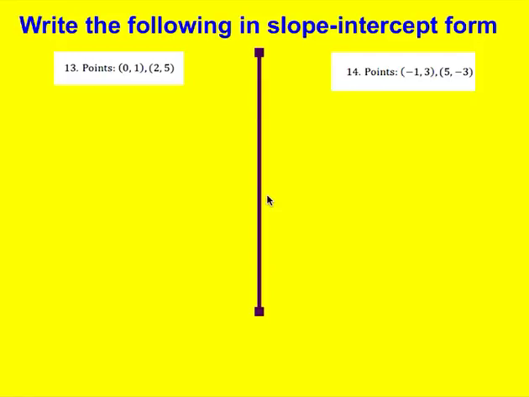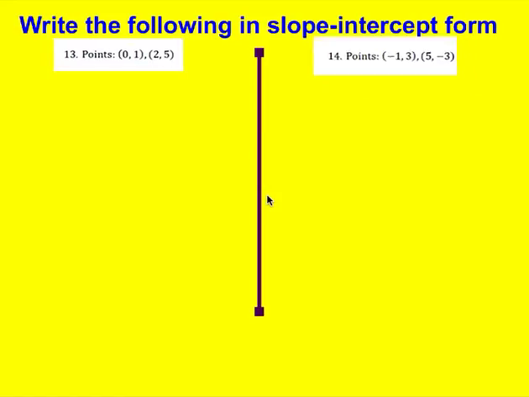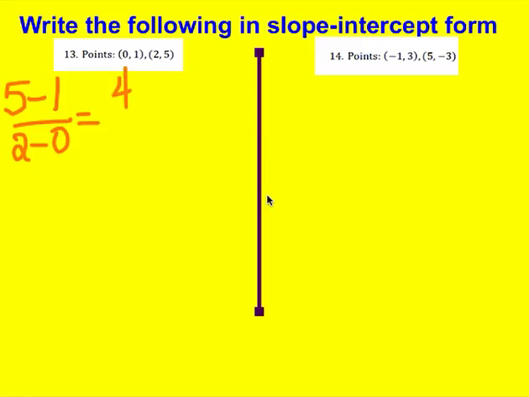So let's take one final look at this, and it wants us to write something in slope-intercept form given that we have 2 points. So whenever you have 2 points, the best thing to do is just start by finding the slope. So we're going to have y2 minus y1 over x2 minus x1. So 5 minus 1 is 4. 2 minus 0 is 2. 4 divided by 2 is going to give me 2.